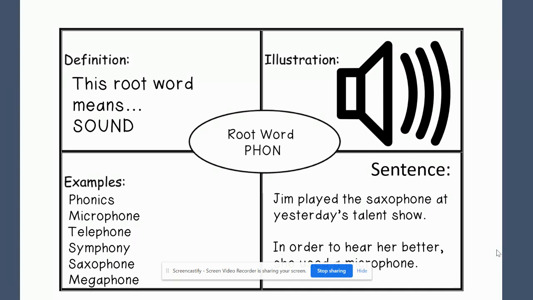Phonics and phonology and homophones, those are all sort of things that have to do with words and letters. So really cool. You can challenge yourself and try to think of another word that has this root word phone in it. Let us know if you think of one.